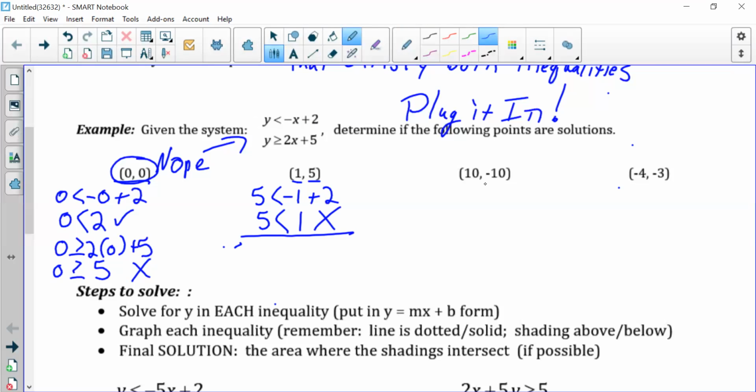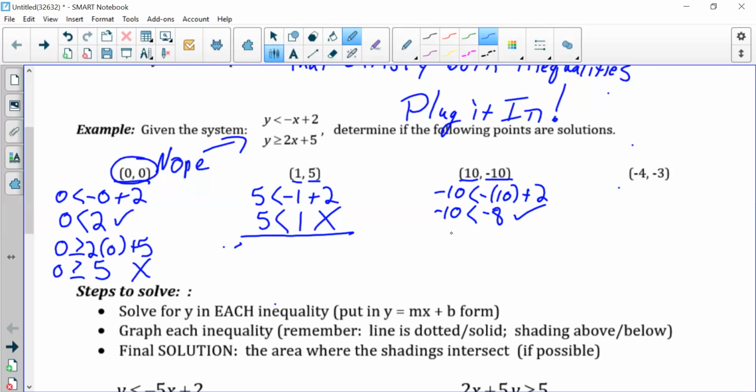All right, next, 10, negative 10. We're going to plug in 10 everywhere we see x and negative 10 everywhere we see y. So negative 10 is less than negative 10 plus 2, which is negative 8. Negative 10 is less than negative 8? Yeah. Hot dog, we got one.